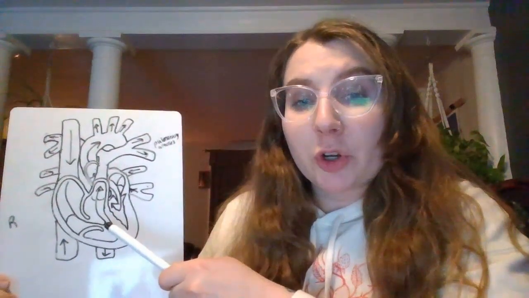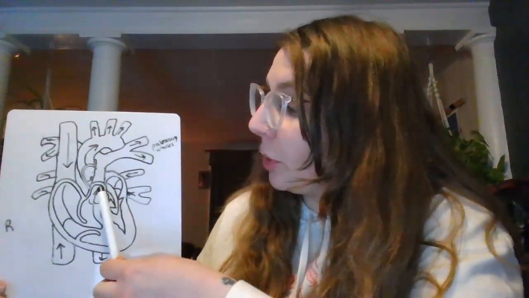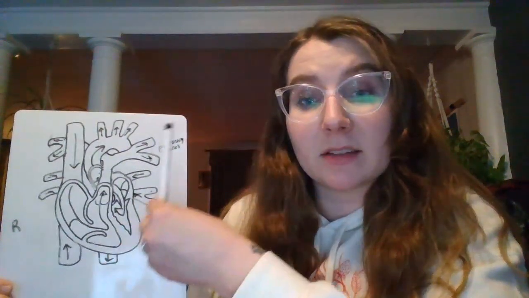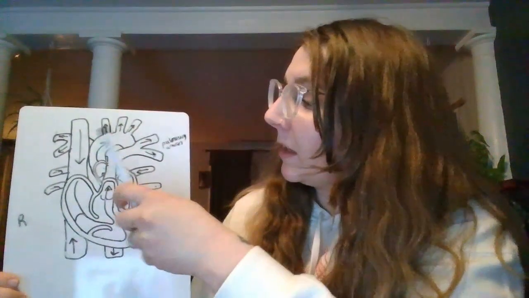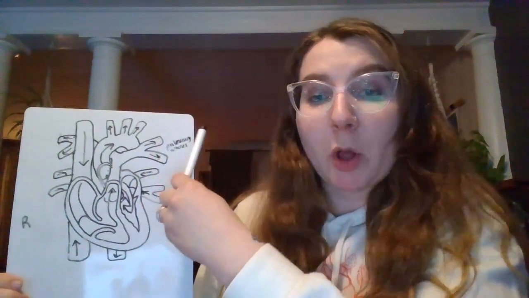Now, from the right ventricle, blood is pushed to the pulmonary valve, which is also one of the semilunar valves because of its lunar structure, if you look at it from a bird's eye view. And then it goes through to the pulmonary arteries.